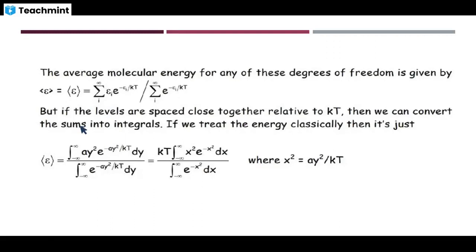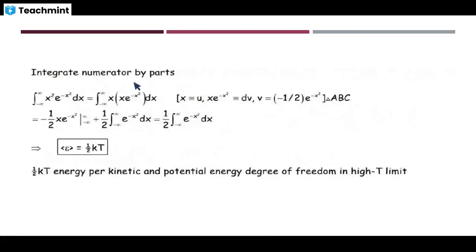But if the levels are spaced close together relative to kT, then we can convert the sum into integrals. If we treat the energy classically, then put the energy psi equal to a y square, and do the mathematics, you get the relation. So x square is a square a x square a y square divided by kT. If you do the mathematics, you get 1 by 2 kT as the energy per kinetic energy and potential energy degree of freedom in the high temperature limit.